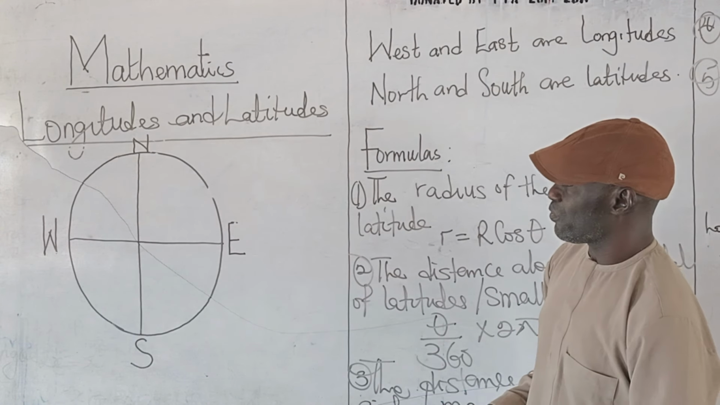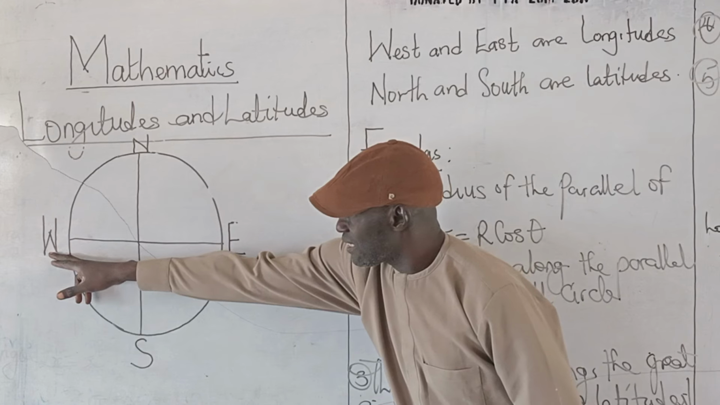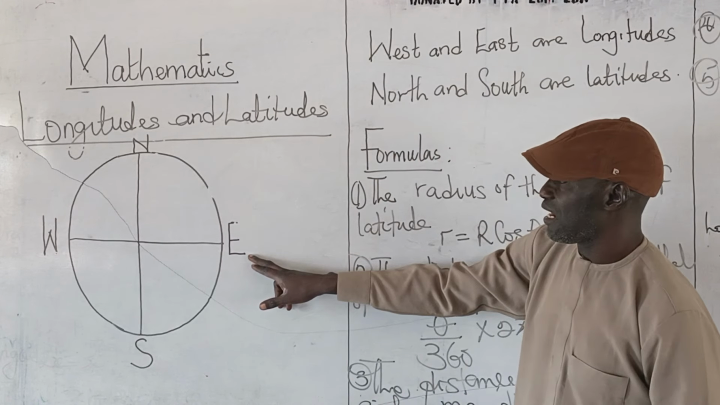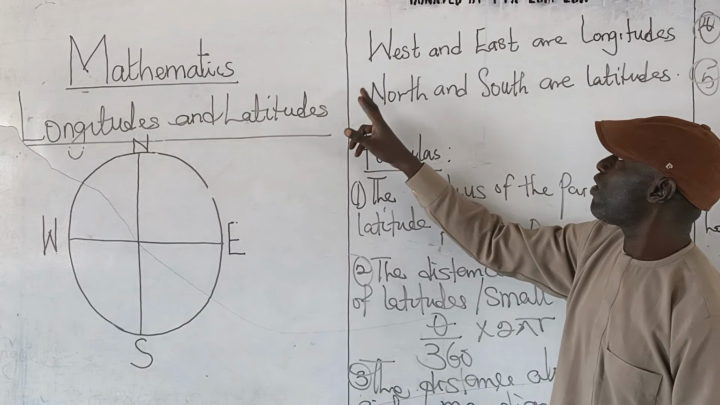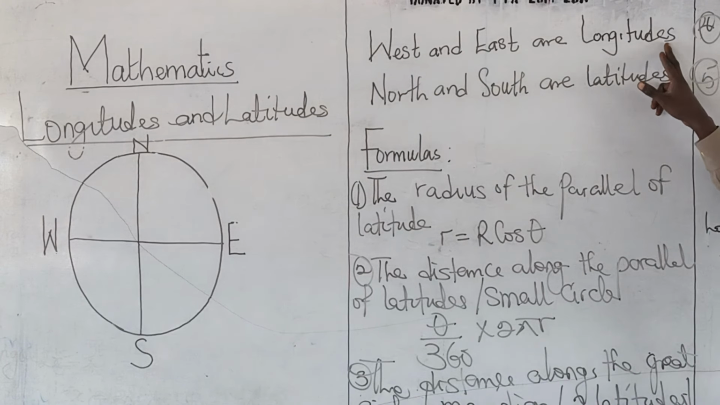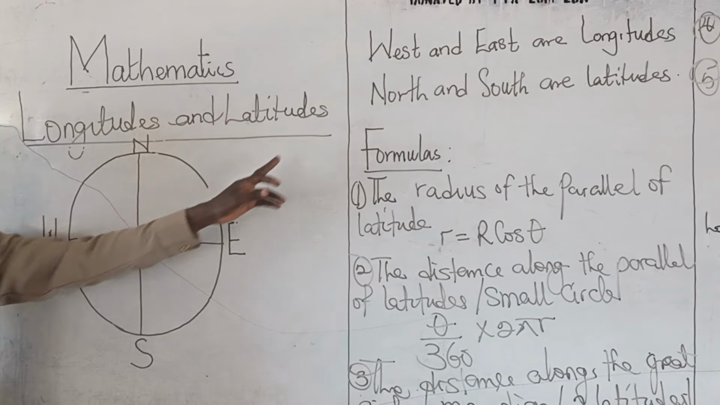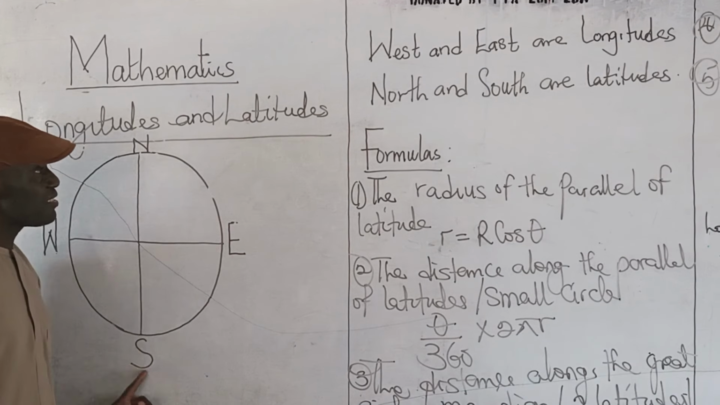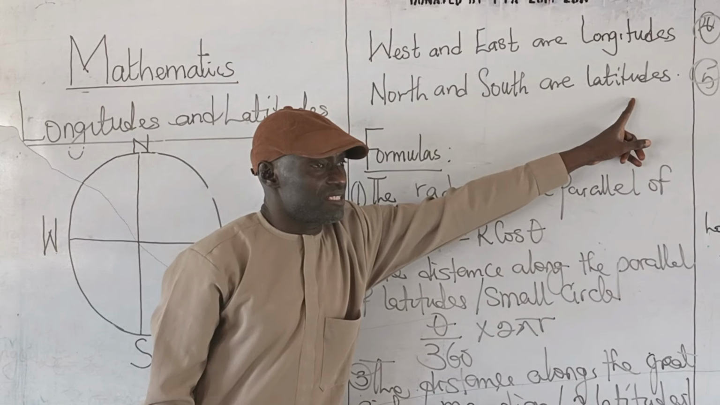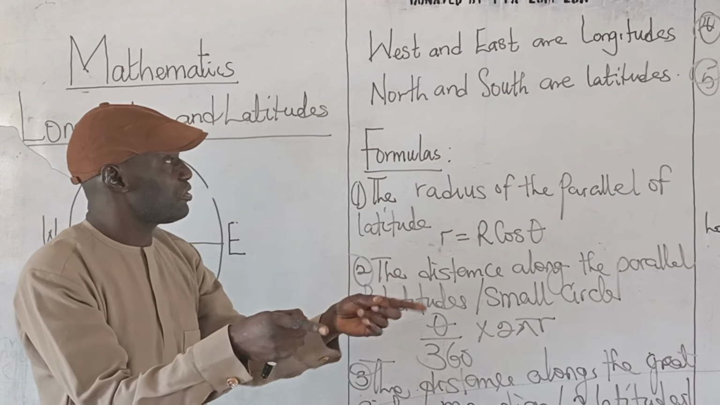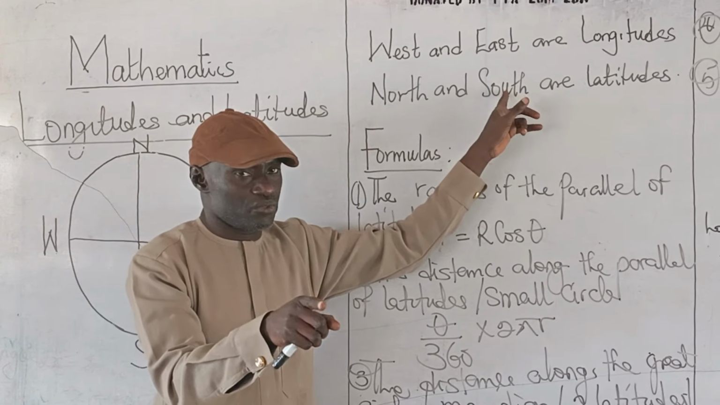Before we go on, you should know that west and east, the two of them, are called longitude. Anything from west and east, we call longitude. Anything north and south is called latitude. That means we have 2 longitude and 2 latitude.